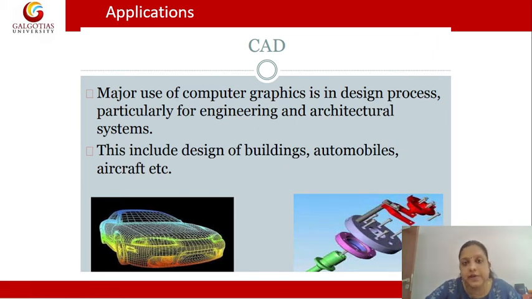First of all, that is CAD. CAD is computer aided design. The major use of computer graphics is in the design process, particularly in engineering and architectural systems. In engineering, suppose we design an automobile, in civil, electrical, or electronics engineering. We design an architectural system by designing the building. These types of designs are done through computer graphics more attractively and more effectively. This includes design of buildings, automobiles, aircraft, etc.